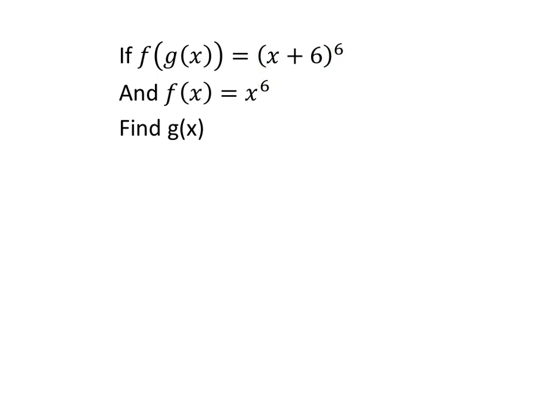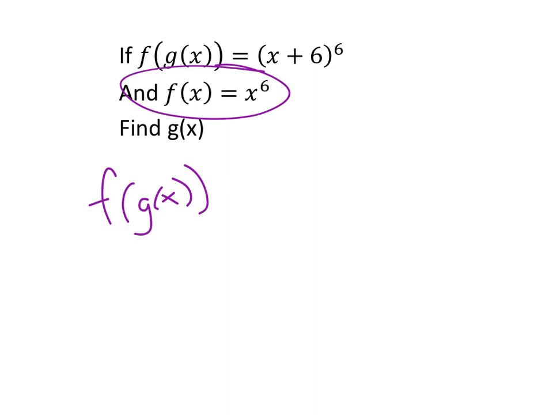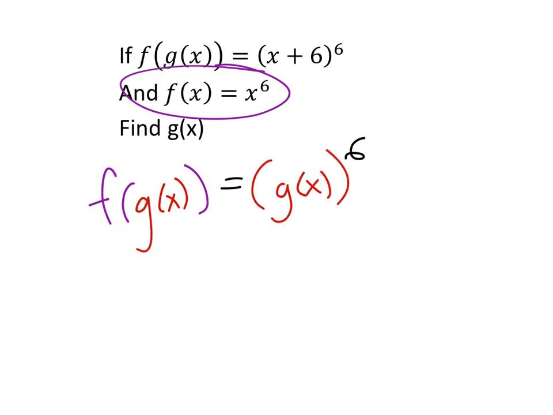So it's f of g of x, and we have this x plus 6 to the power of 6 in there. What we know is that f of x is actually x to the power of 6. So it should be f of g of x, which is really what we want right there. Now, let me use different colors. F of x was x to the power of 6, but instead of x now, we've got this g of x stuff.